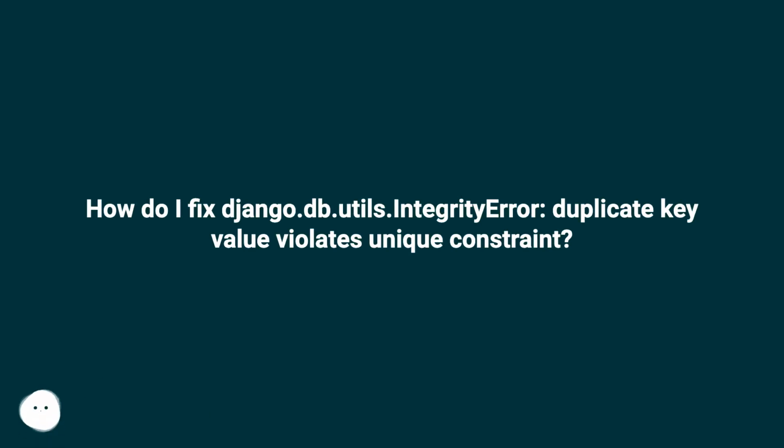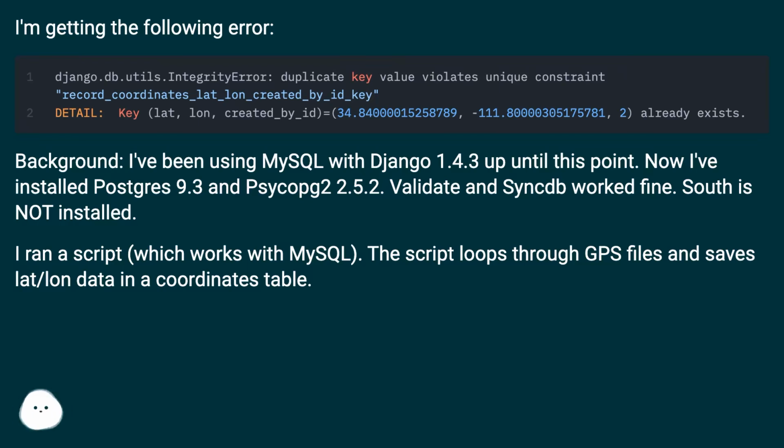How do I fix django.db.utils.IntegrityError, duplicate key value violates unique constraint? I'm getting the following error.